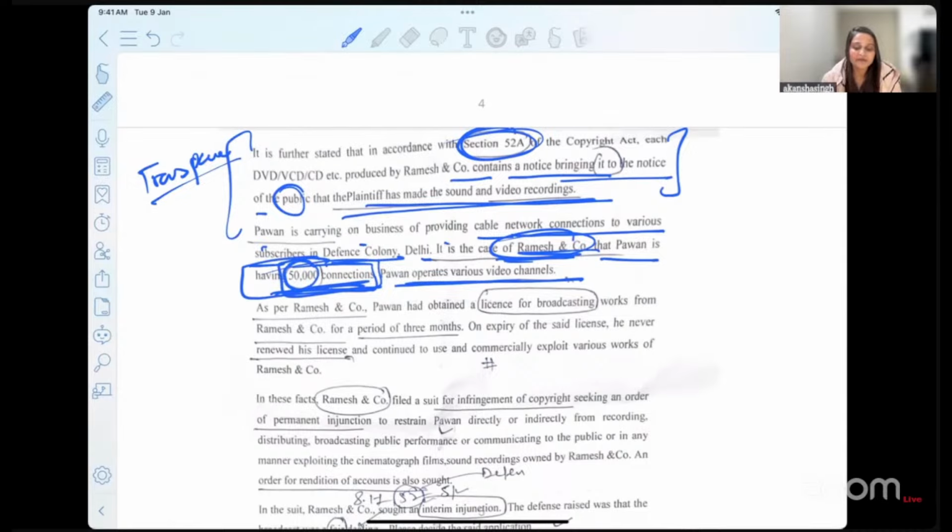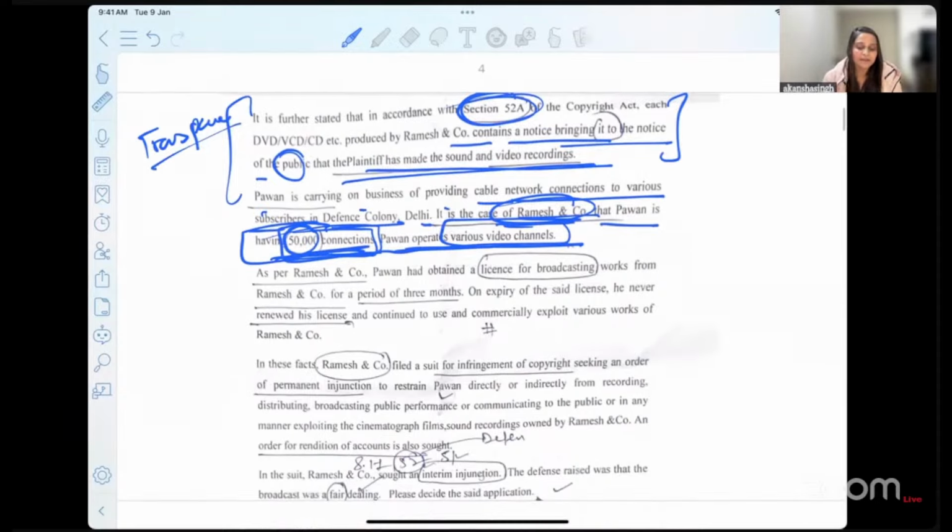Also, Pawan operates various video channels, by which he is reaching these 50,000 connections. As per Ramesh and company, Pawan had obtained a license for broadcasting. First question: they have not mentioned the section of the license, but we must know about it to mention it in our answer. In a 30 marker question, you have to mention all these sections and explain them.